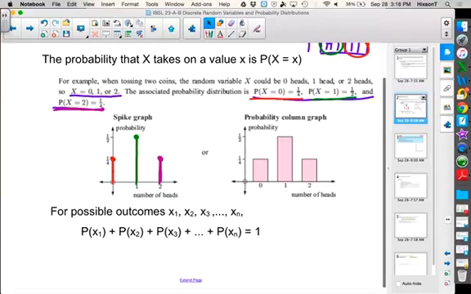The other thing Michael mentioned here is that your probability has to add up to 100%. Notice here, remember we said we have these outcomes, x sub 1, x sub 2, x sub 3, all the way up to x sub n. The probability of each outcome, whatever that is, has to all add up to 1.